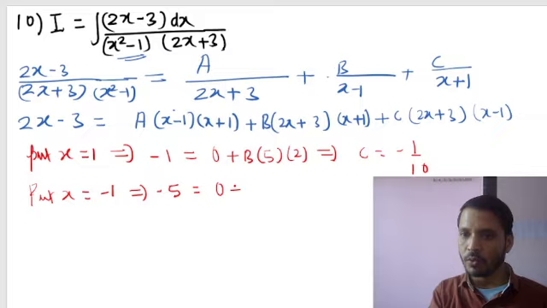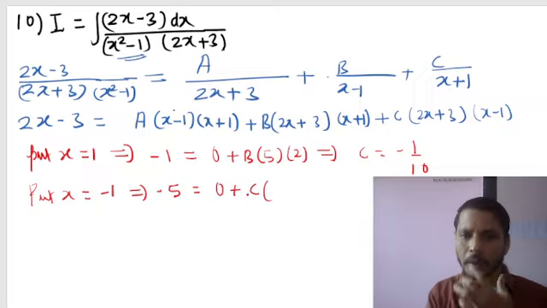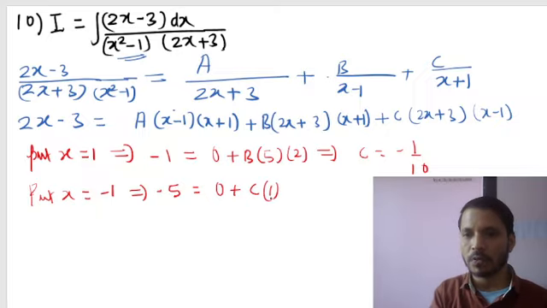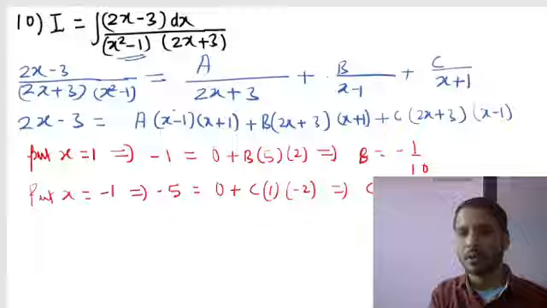That means we have only c part. So c part will be equal to c into 2 into minus 1, that means minus 2 plus 3. So minus 1, and here minus 1 into minus 1, that is minus 2. So from here c is equal to 5 by 2. Oh sorry, this is c. So the previous one was the b, so c is equal to 5 by 2.